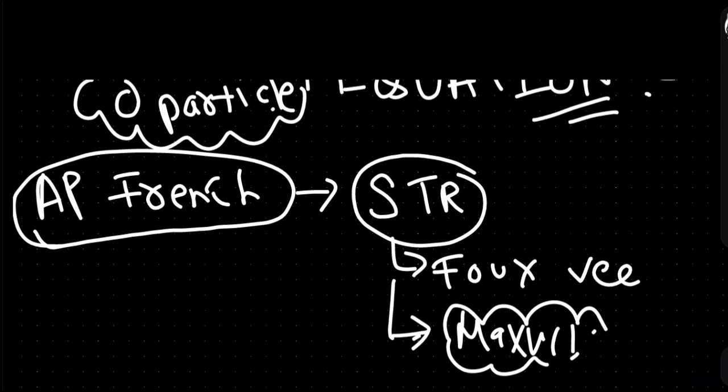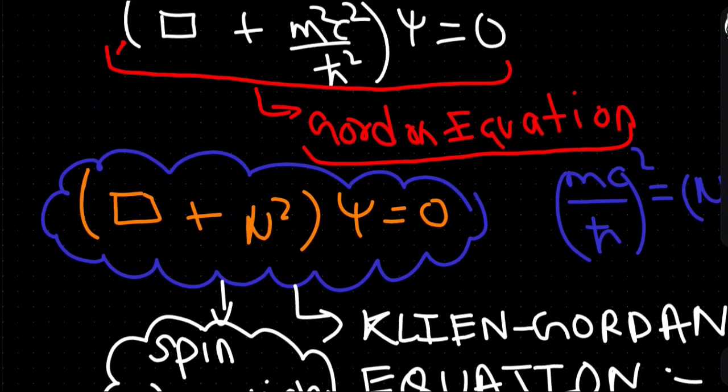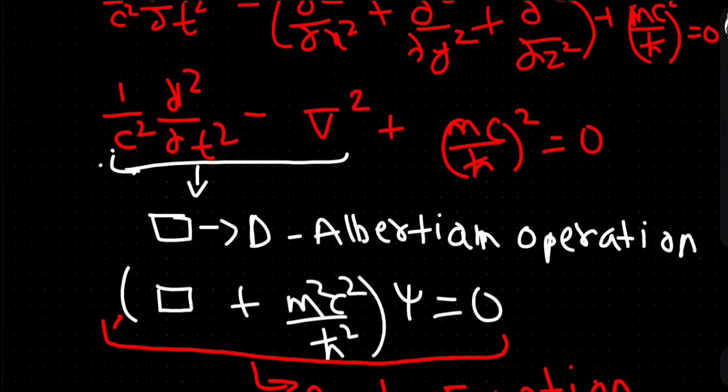So this is a video on the derivation of the Klein-Gordon equation with the special relativity part.